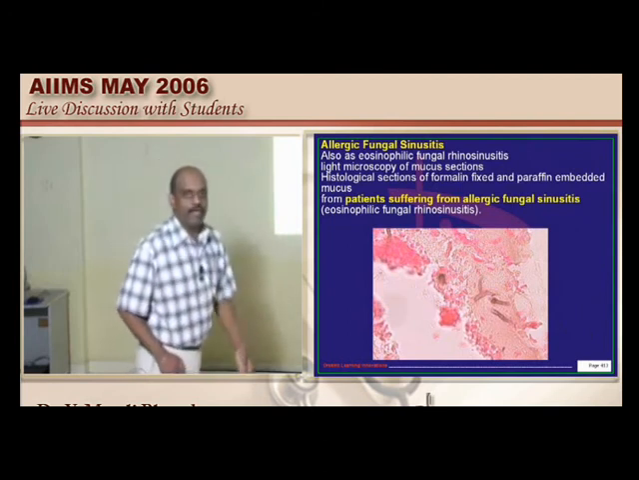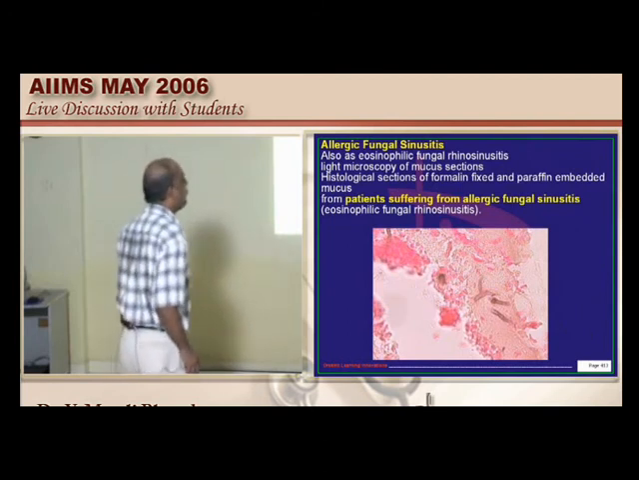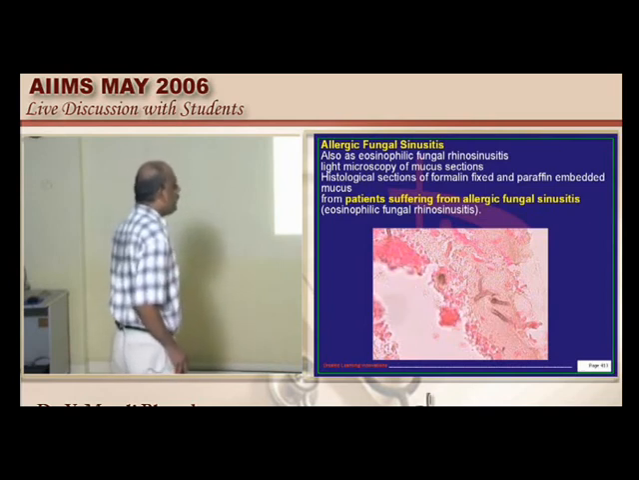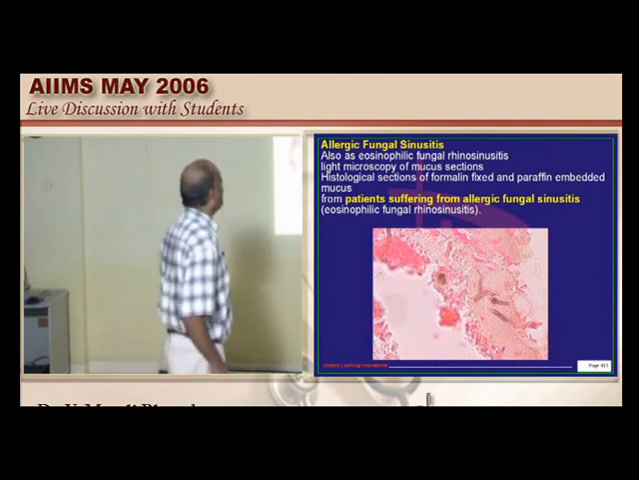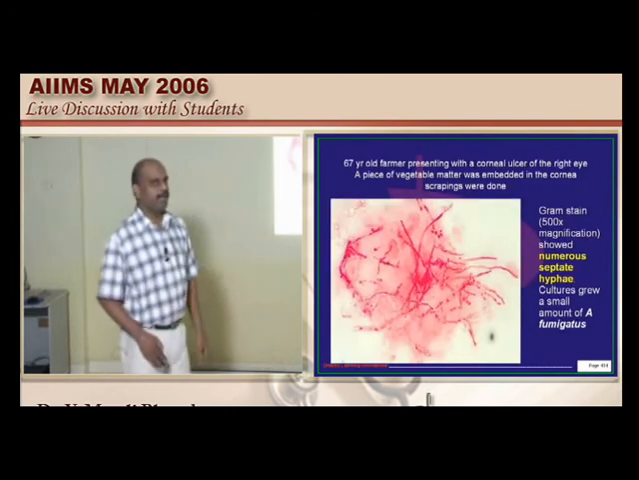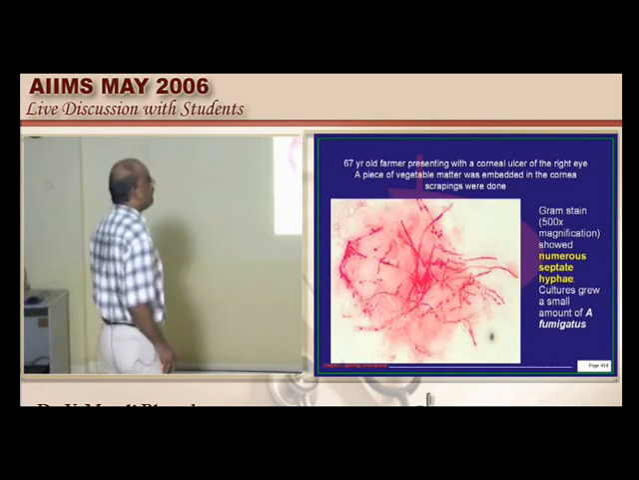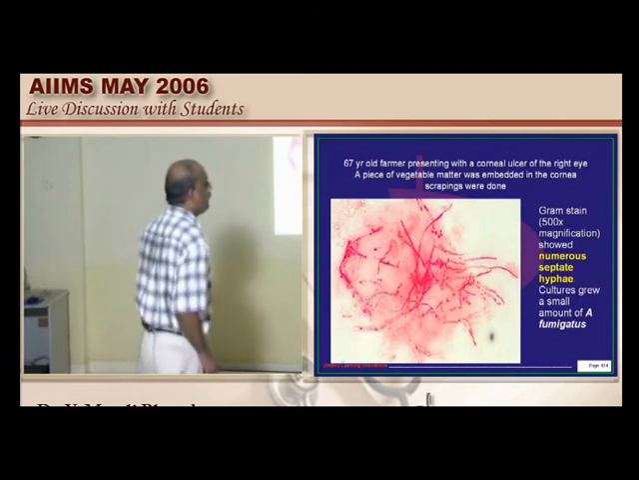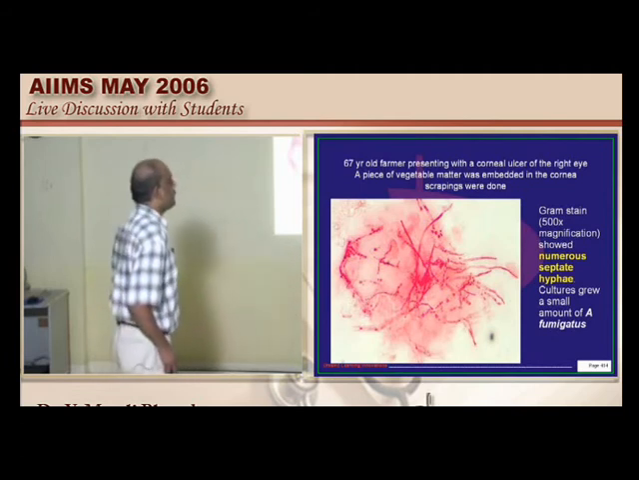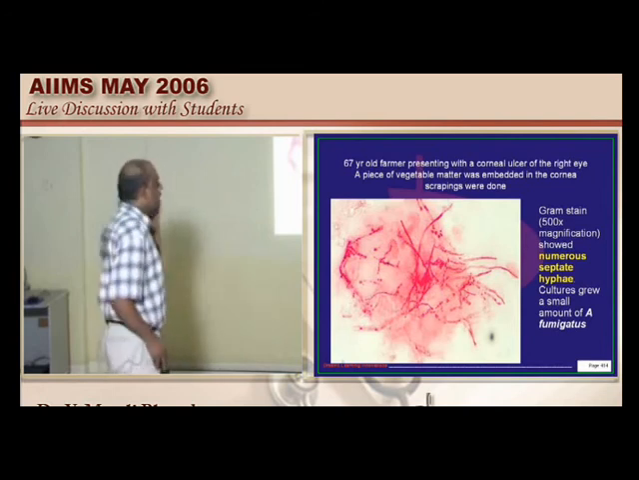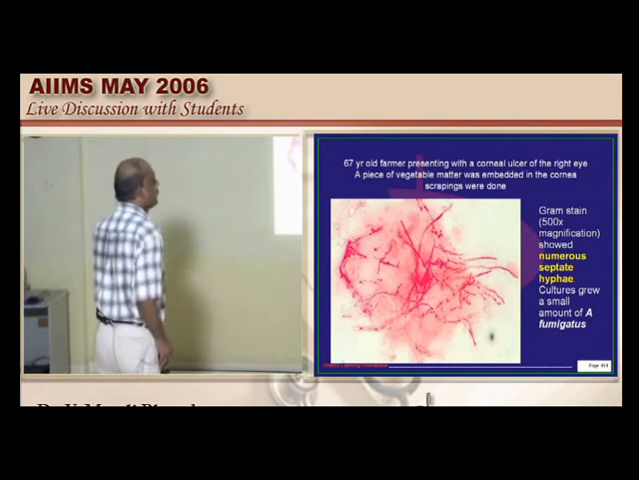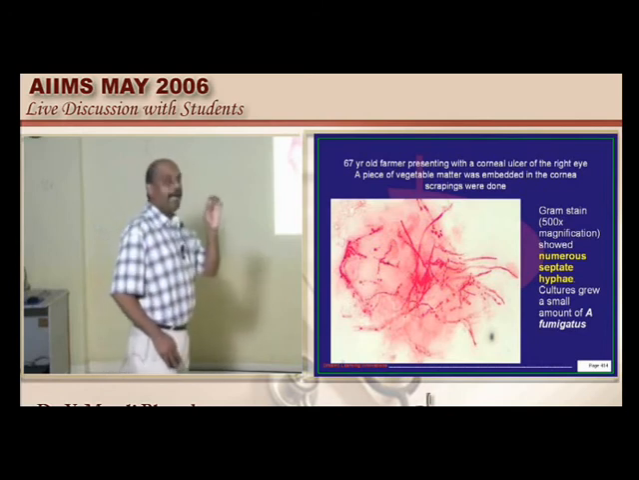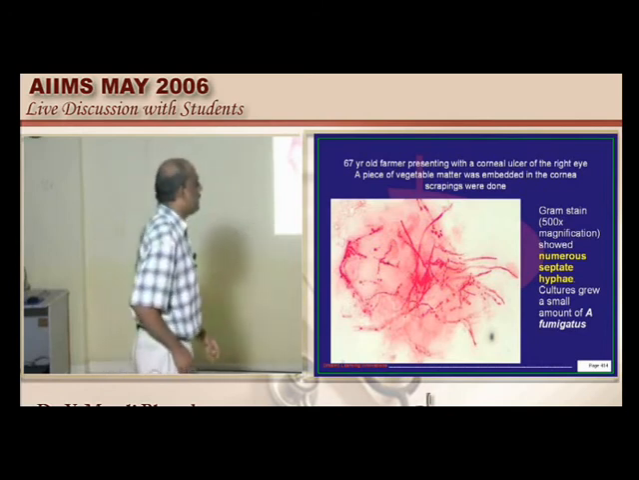Similarly, in a given case of rhinosinusitis because of Aspergillus, if you happen to take typically the biopsy, the eosinophil-laden fungal rhinosinusitis is something which is unforgettable. Now I will give you a short case history. A 67-year-old farmer has a corneal ulcer of the right eye, and he has a history of a small amount of vegetable matter being studded into his cornea. When the corneal scrapings were done, it showed the presence of this 45 degrees angulating fungal hyphae of Aspergillus fumigatus, which is something unforgettable.